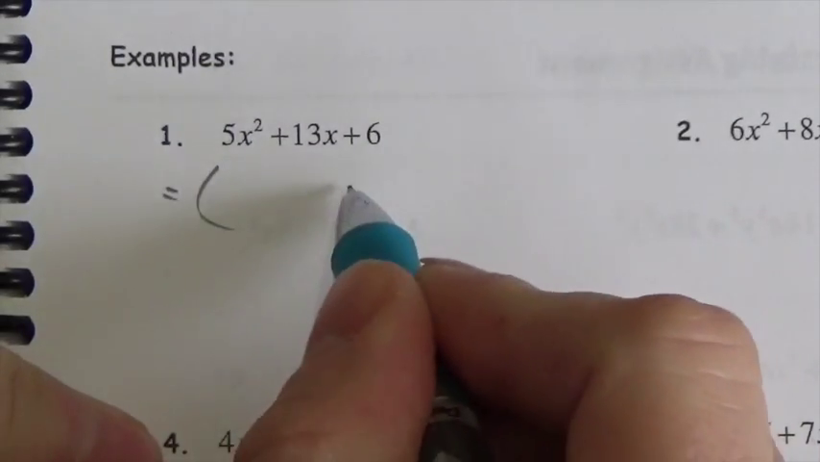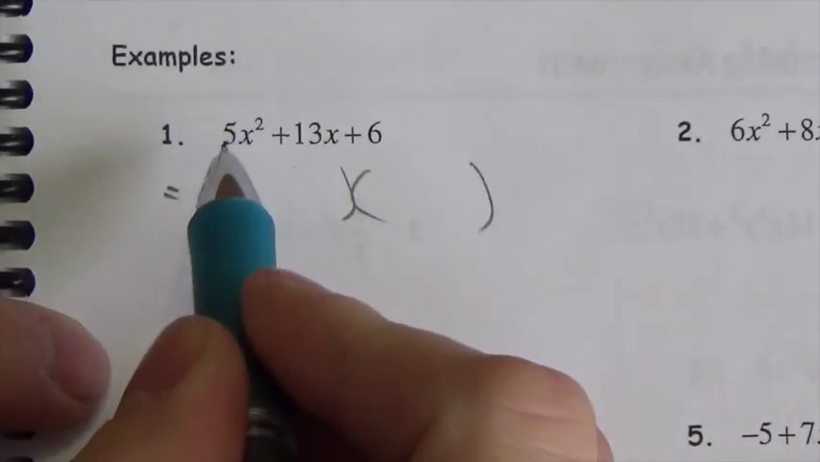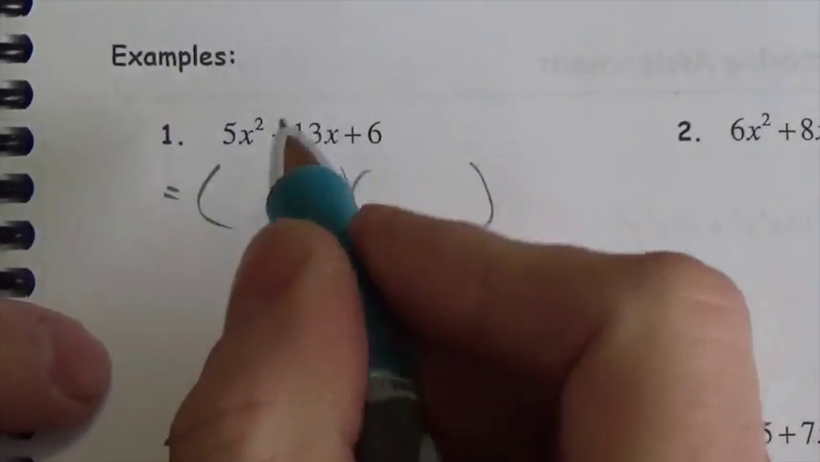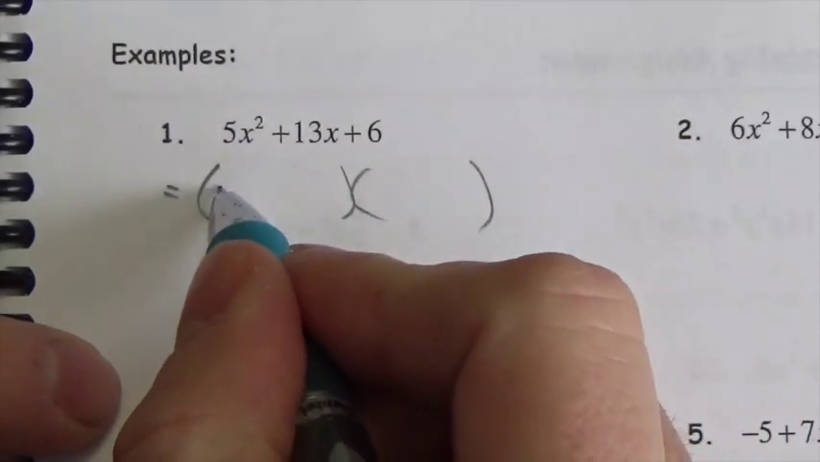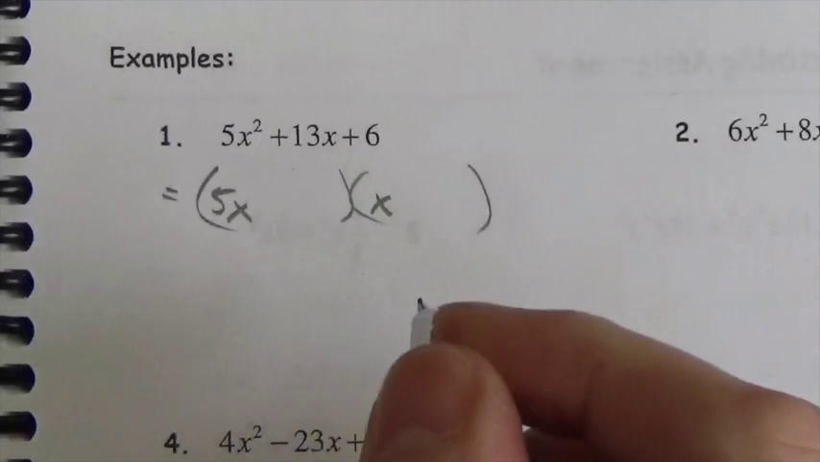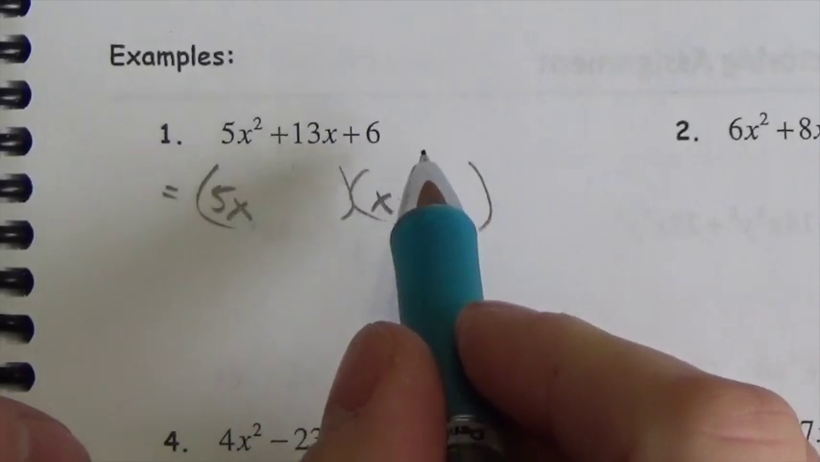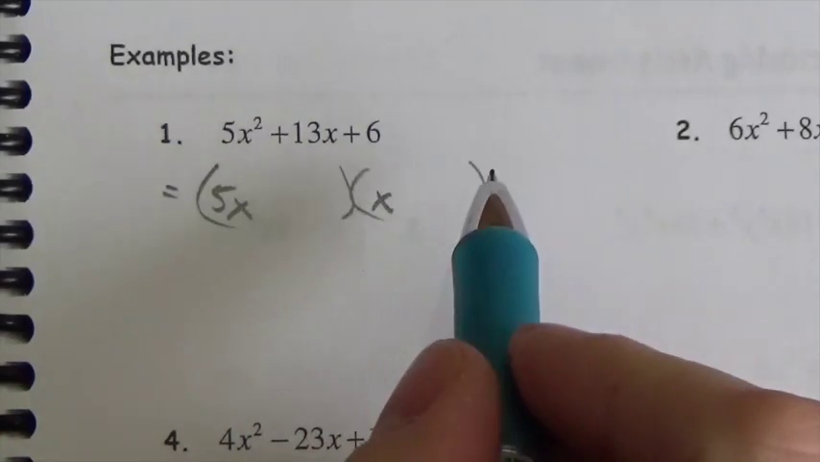So I'm assuming that this can be broken down into two binomials. I see that my leading coefficient here is 5, and so I know, that being a prime, that it's got to be 5 and 1. So this would be 5x and x, has to be that. Now, when I look at 6 here, I've got a couple options. It could be either 2 and 3 or 6 and 1.